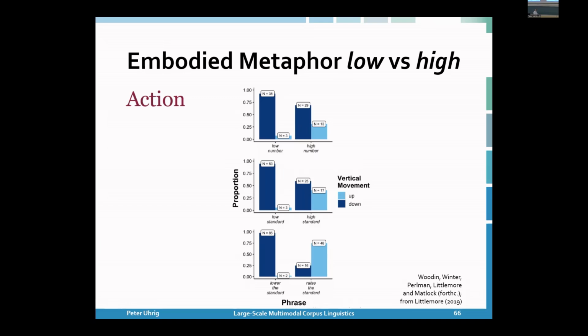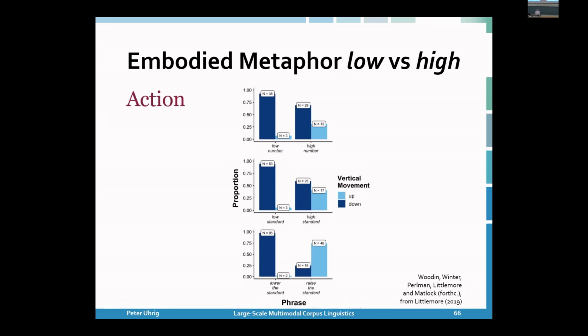And that's exactly what they struggled with here for high number, high standard. But you see that there is a larger number of upwards movement compared to the low standard, low number. And it only turns around really when you have something that is an action that you can actually play. You can say, raise the standard. And there, it's much more likely that you actually will move your hand upwards.